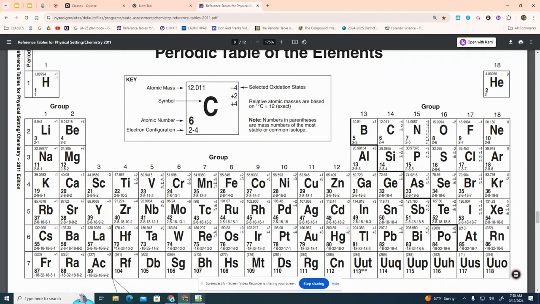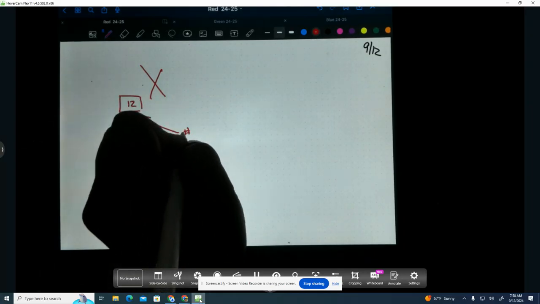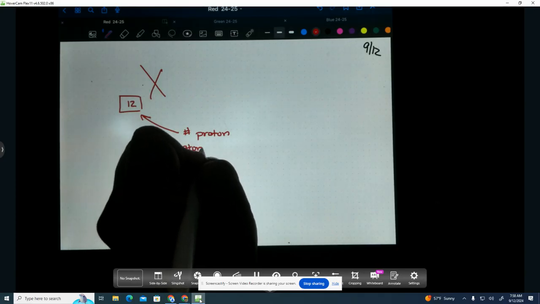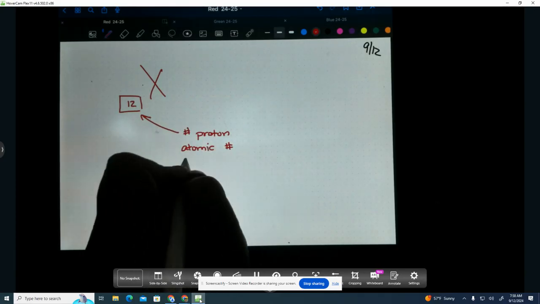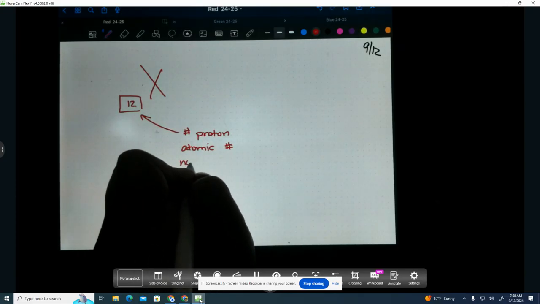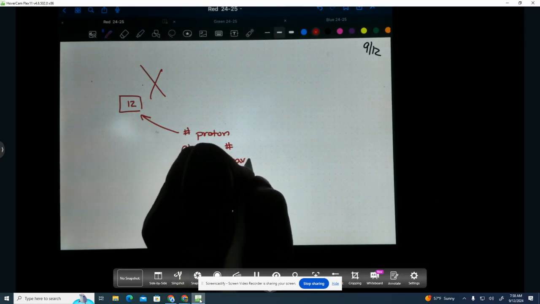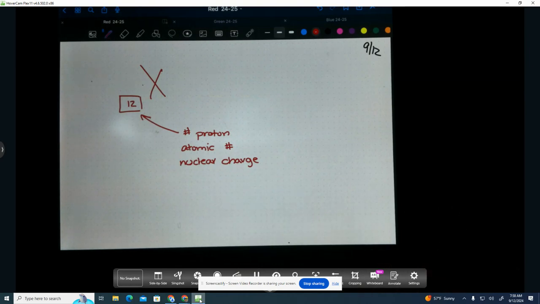So if I put in 12 right here, that is the number of protons. It's also called the atomic number. And it is also the nuclear charge. I think that's where we left off yesterday, talking about nuclear charge. Because there's only one thing in the nucleus that has a charge, and that thing is the proton. So that's why we can call it the nuclear charge.